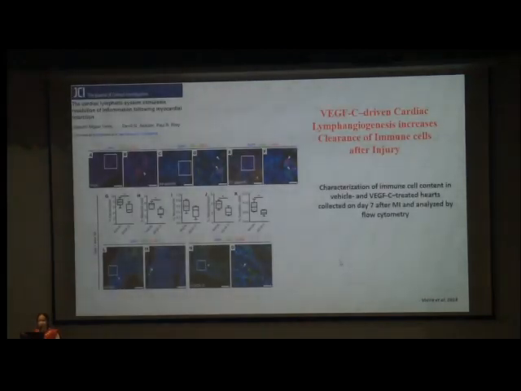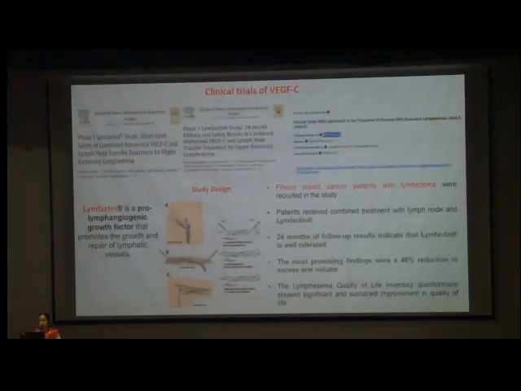Now, in another recent study, they showed that VEGF-C driven cardiac lymphangiogenesis is actually clearing immune cells from the heart. So you can see here all VEGF-C treated hearts showed low numbers of leukocytes, myeloid cells, and neutrophils as compared to the vehicle, which again proved that lymphangiogenesis is actually benefiting the immune response.